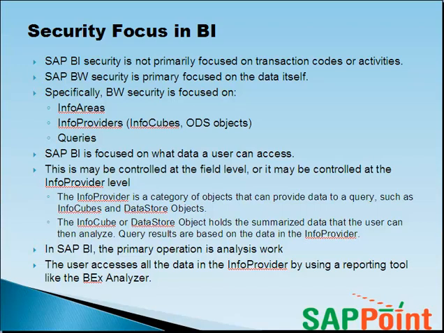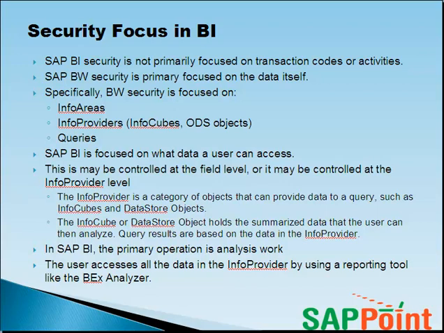So the security in BW or BI system is primarily focused on the info areas, queries or info providers. And the security can be controlled at the field level. That could be a company code or a plant, or it could be controlled at the info provider level. That is the InfoCube or ODS object level.